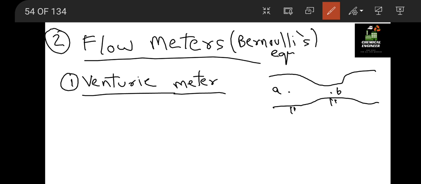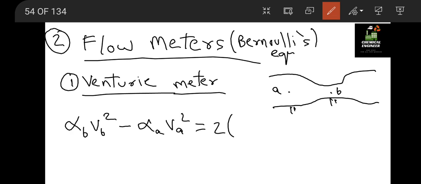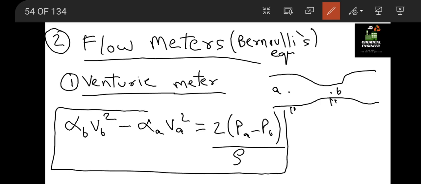Alright, so for this Bernoulli and continuity, both equations are used for the Venturi meter as well as for other meters' equation derivation. From Bernoulli's equation we get alpha into B. Alpha, I hope you know, is the energy correction factor, which we discussed in the previous video. Alpha into B equals 2 times (PA minus PB) divided by rho. So this is the general equation for the Venturi meter using Bernoulli's equation.